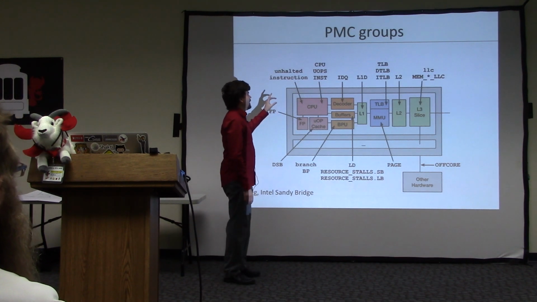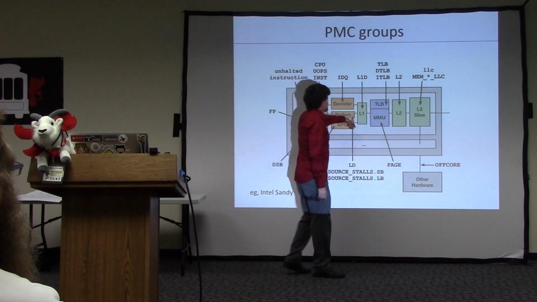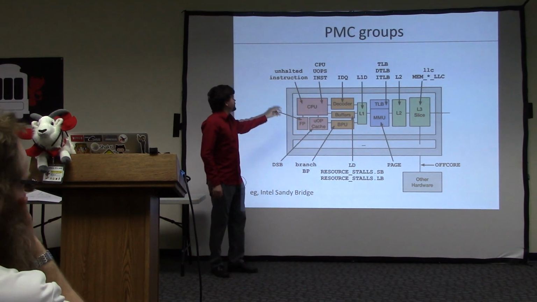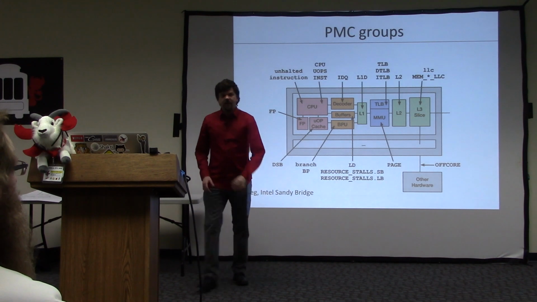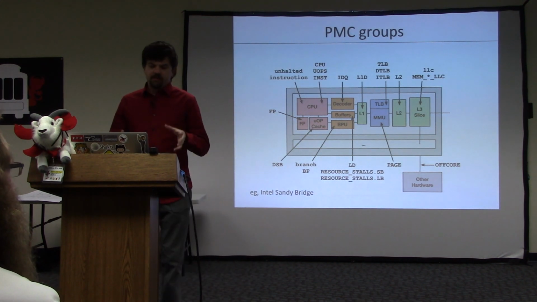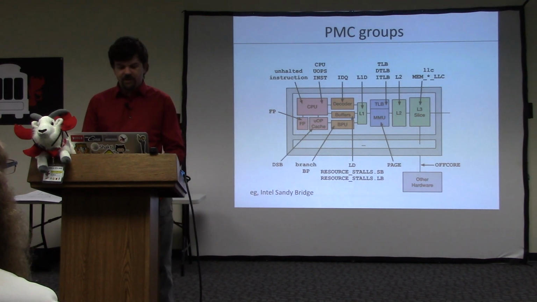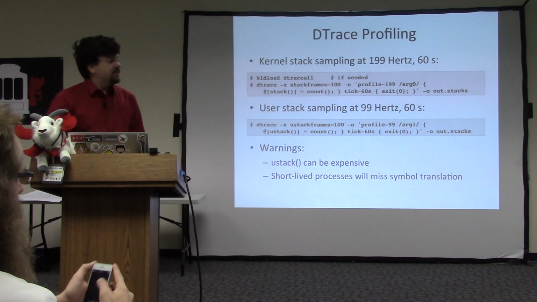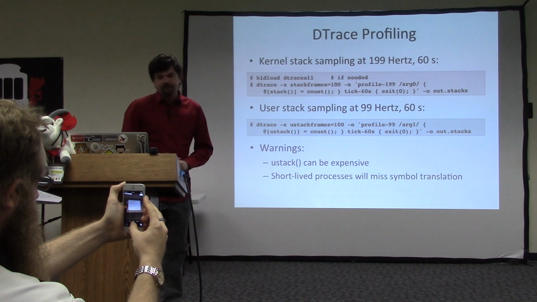So I might want to look at my level 1 data cache access, level 2 hits and misses, last level cache, instructions, and so on. And really understand, if I'm on CPU and I'm doing CPU cycles, what are they spent on? That's pmcstat.